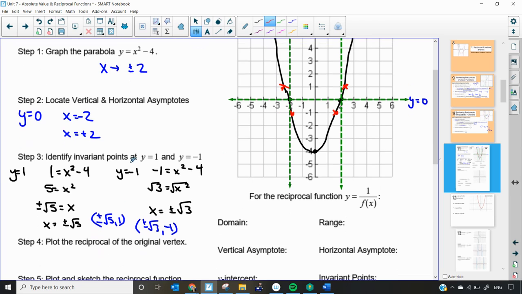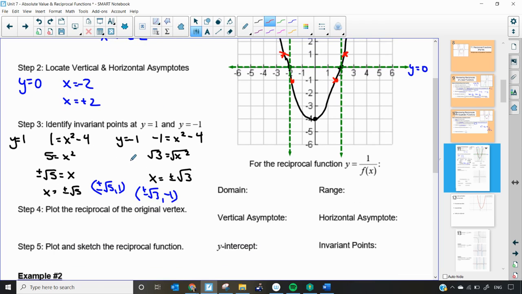Now, the next thing we need to do is plot the reciprocal of our vertex. Now, this particular graph has the vertex right at 0, -4. What you might have to do in some cases is complete the square to find your vertex, or use your calculator to find your vertex if you needed to. Just depends on the type of question that you have as to how difficult that might be. In this case, our vertex happens at 0, -4.